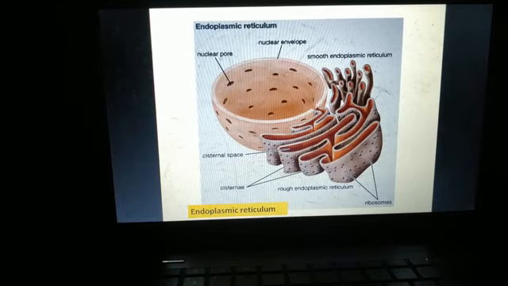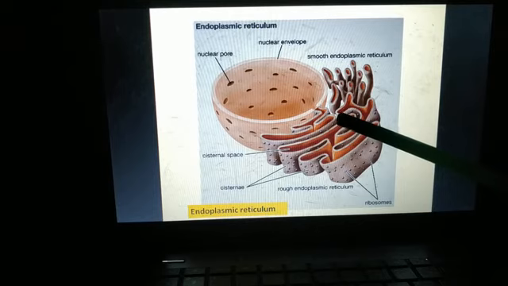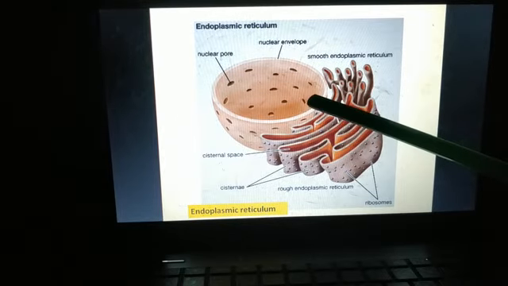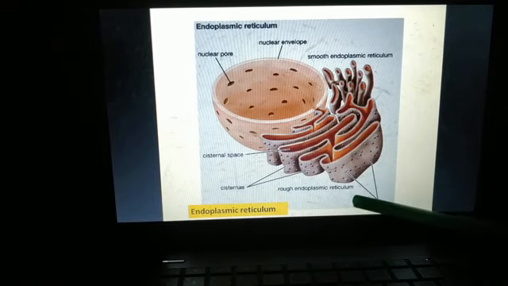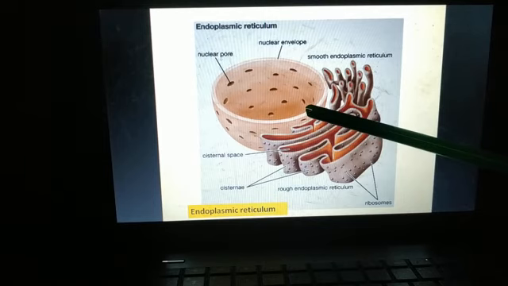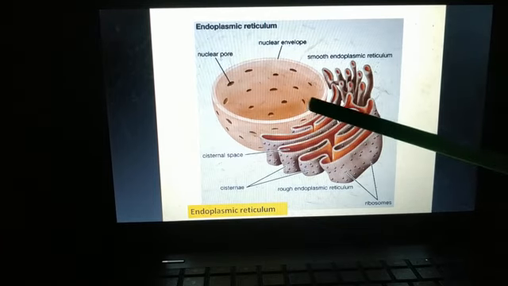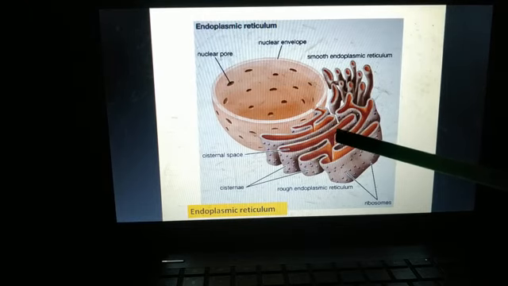And the endoplasmic reticulum also helps in transfer of substances from the nucleus to the other organelles or the other cells. So if some particle is synthesized, sometimes endoplasmic reticulum also helps in transfer of the substance from the nucleus to the other organelles.